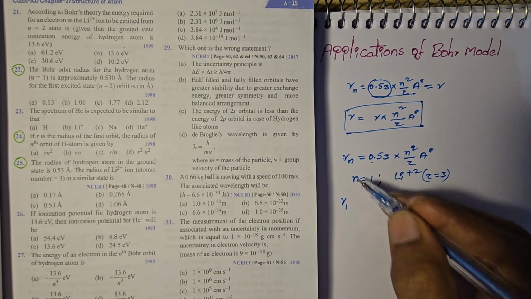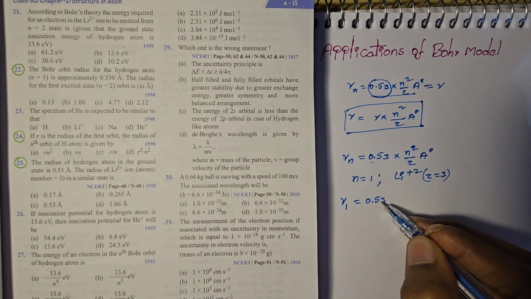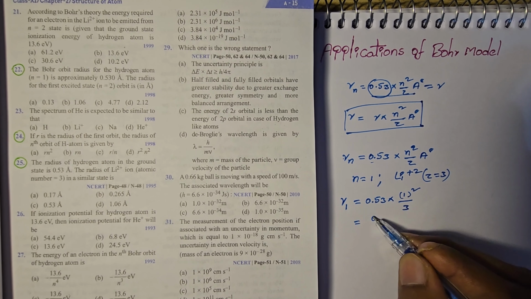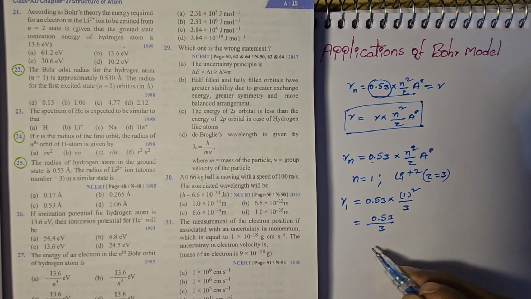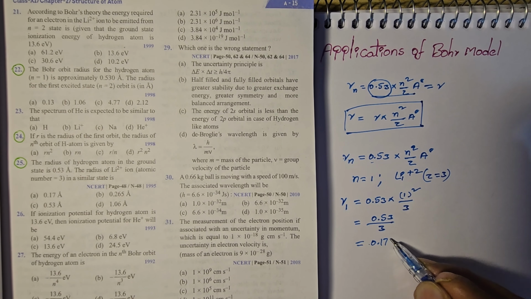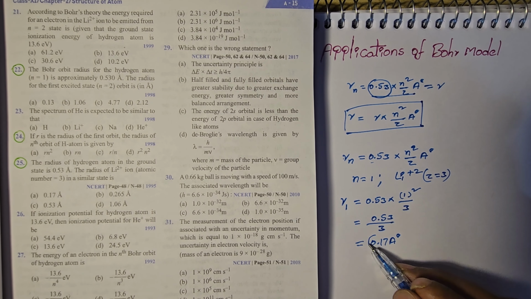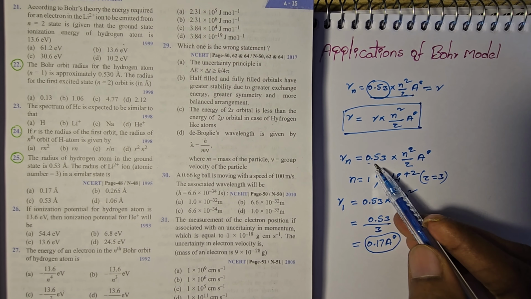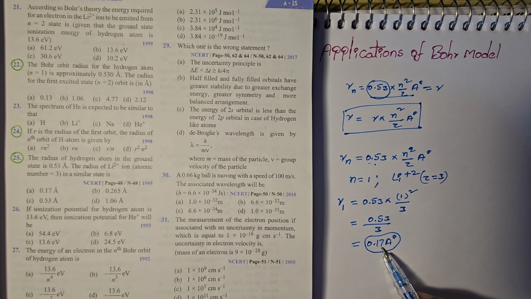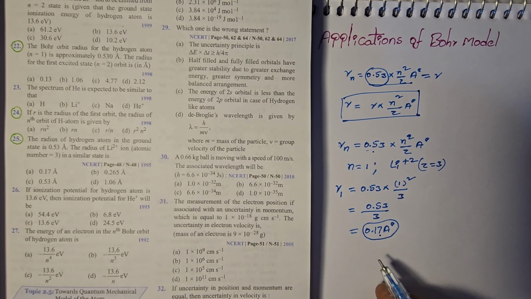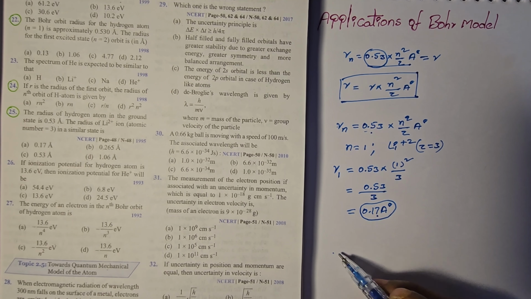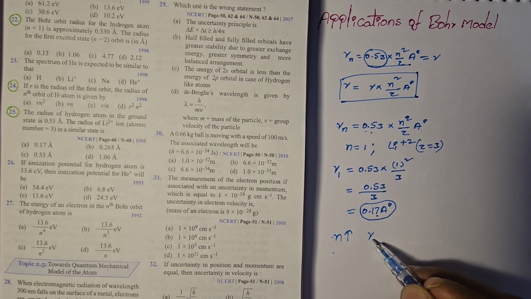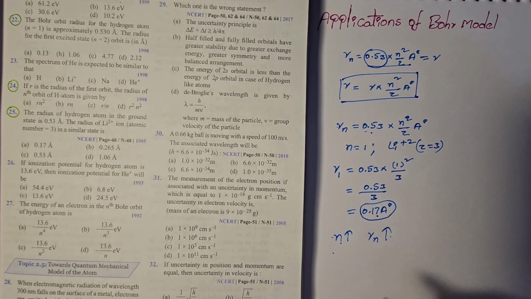So R1 is equal to 0.53, n value 1, Z value 3. So 0.53 by 3, almost equal to 0.17 angstroms. This is the radius of the first orbit of lithium. Here, students, hydrogen is 0.53, lithium is 0.17. Orbit number is the same. What is the difference here? From the radius formula, as n value increases, orbit radius increases.